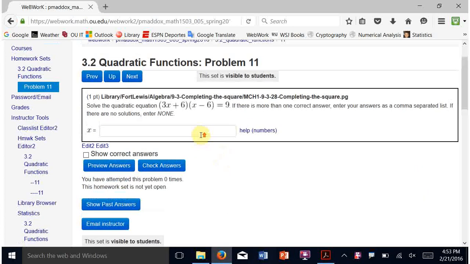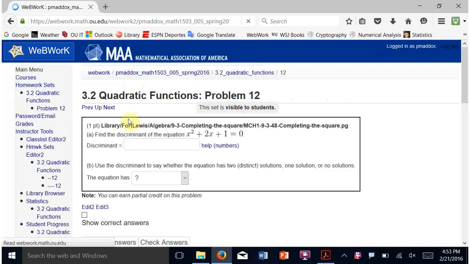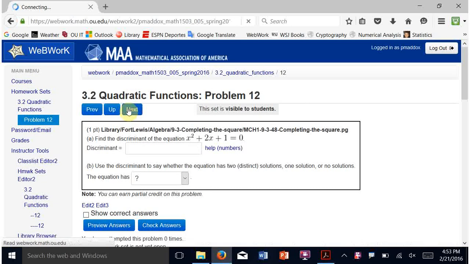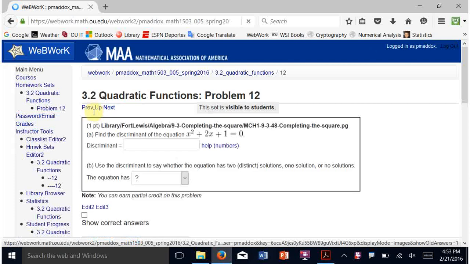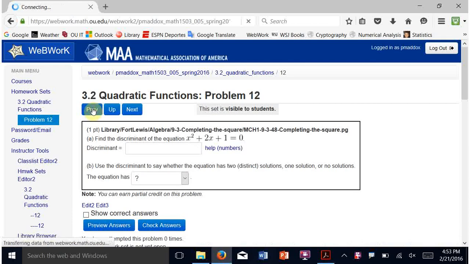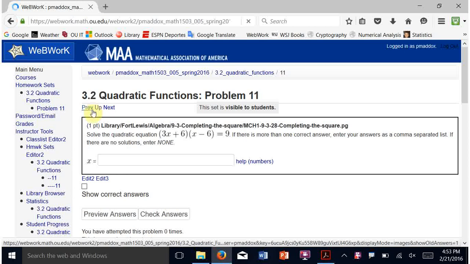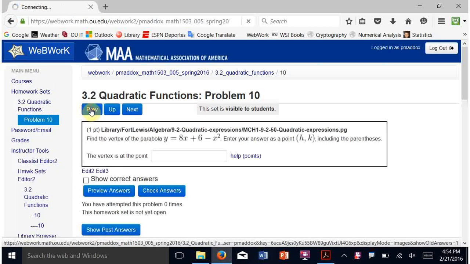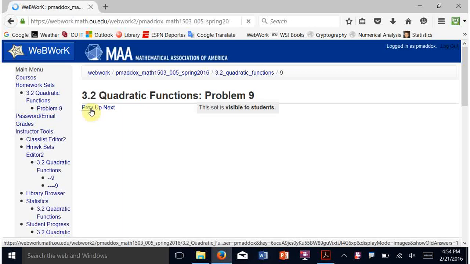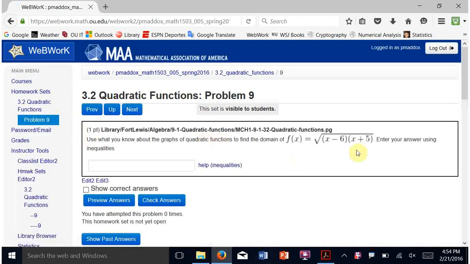Okay, let's take another look at a problem involving factors. Oops. Let's go back to this problem.